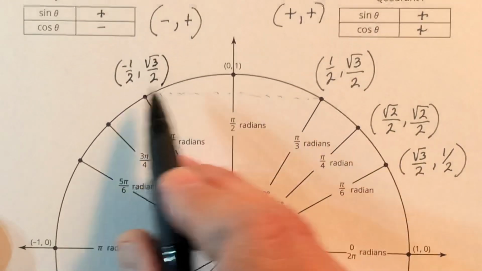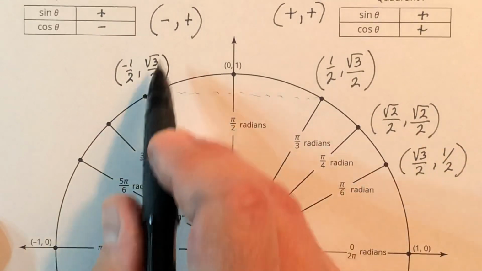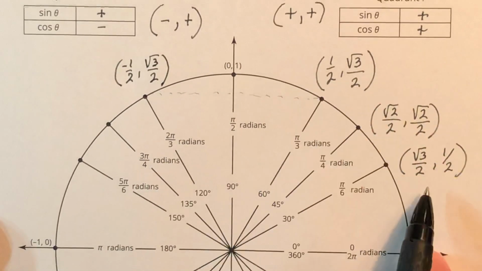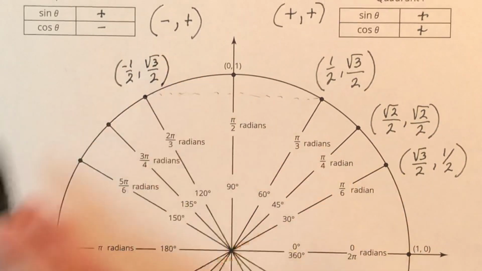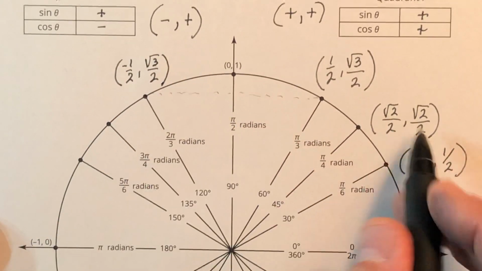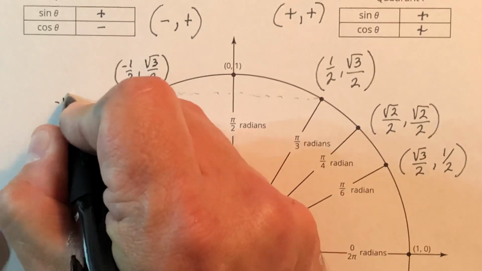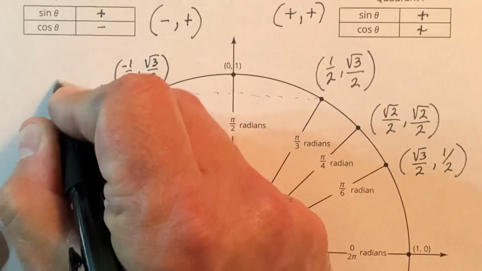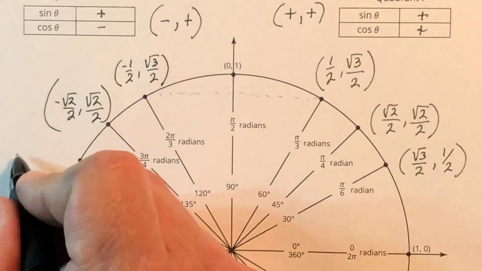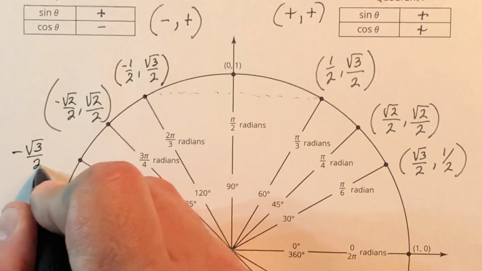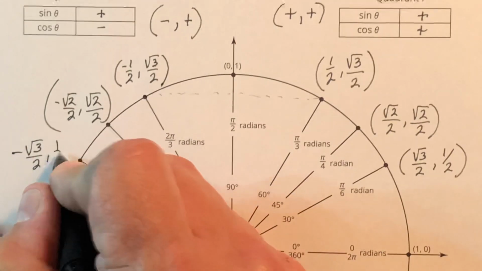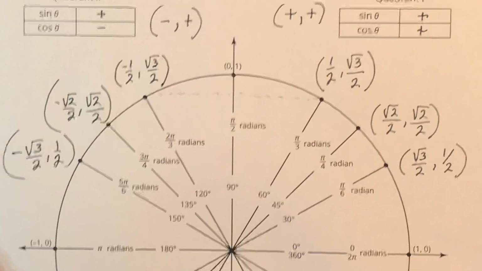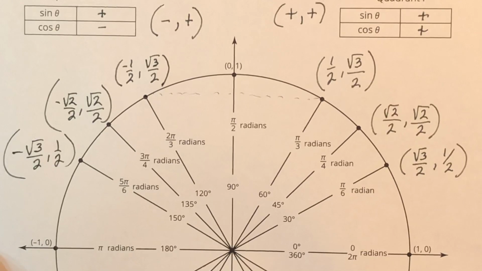And notice as we go around the circle, all we do is change the signs of these reference angles over here to match quadrant 2, negative, positive. So for this one, you're going to have negative square root of 2 over 2, positive square root of 2 over 2. On this one, it's going to be negative square root of 3 over 2, positive 1/2. Okay? See how that works?